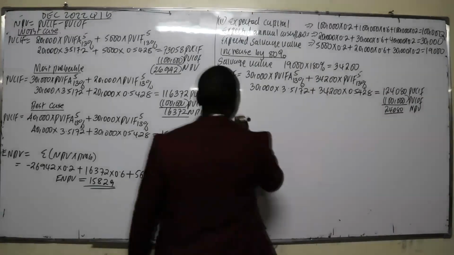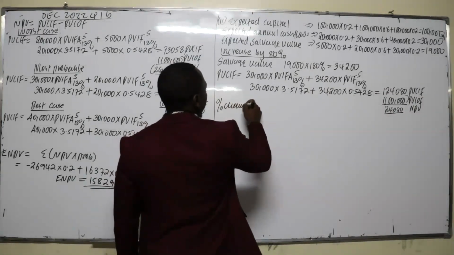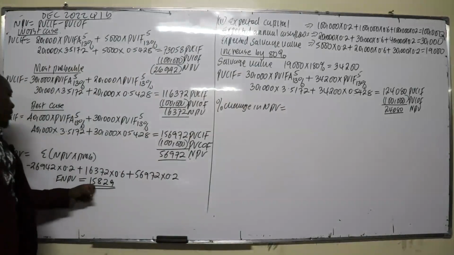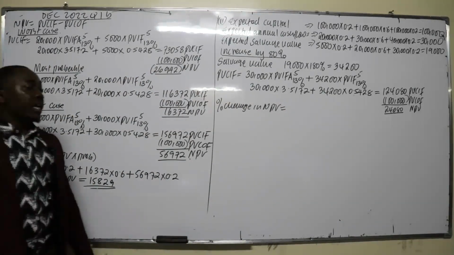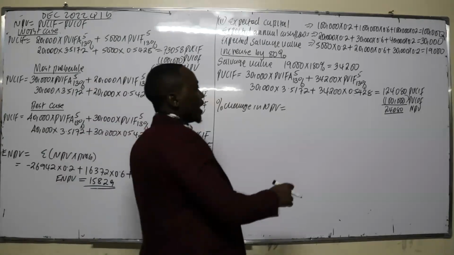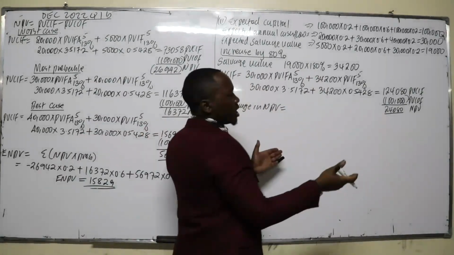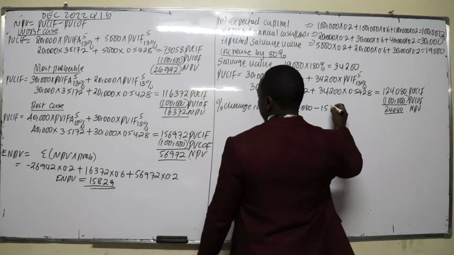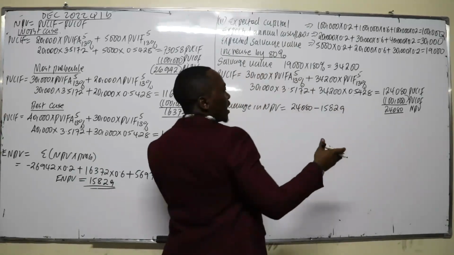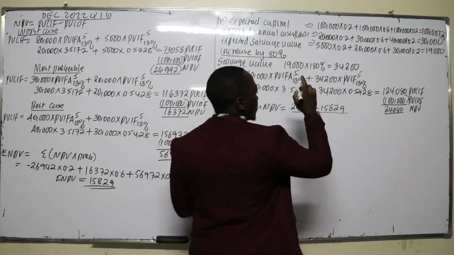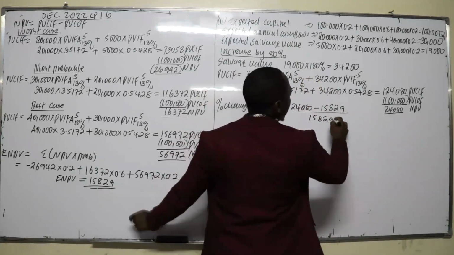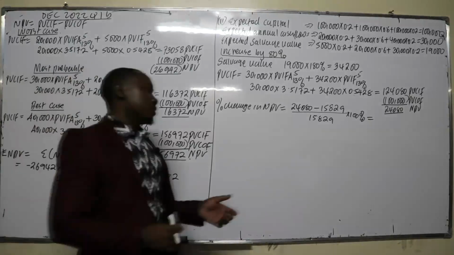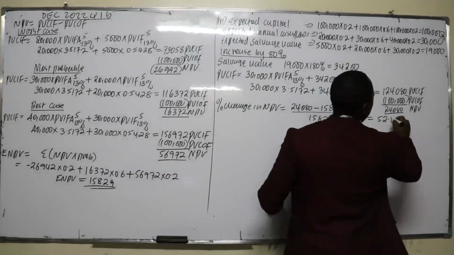Now you can compute percentage change. So this was the base case NPV, 15,829. If the salvage value increases by 80%, NPV increased to 24,080, you get the change. So you take 24,080 minus 15,829. You just get the change in NPV. Then you always divide by the base case, and the base case was 15,829, times 100. You get 52.1.